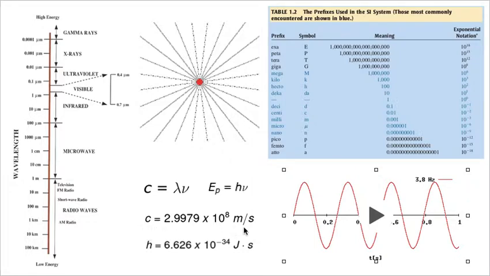C is a constant, which is the speed of light. The speed of light is 2.9979 times 10 to the 8th meters per second. The other constant is called Planck's constant, which tells us how much energy a single photon of light can have by virtue of its frequency. Planck's constant is 6.626 times 10 to the negative 34th joule times second. We say joule second, not joule per second, but joule times second. So let's begin with a certain problem.